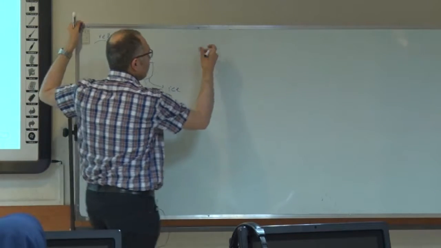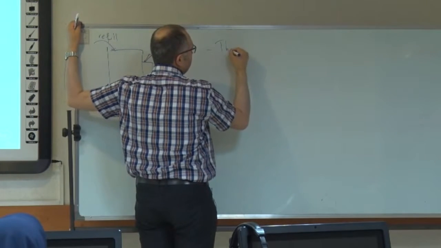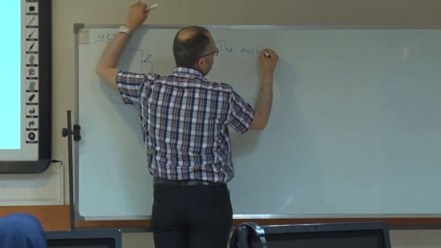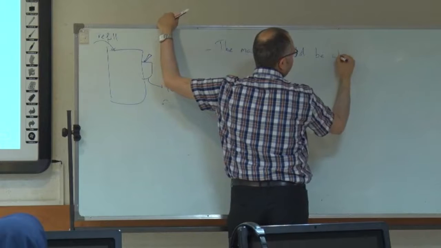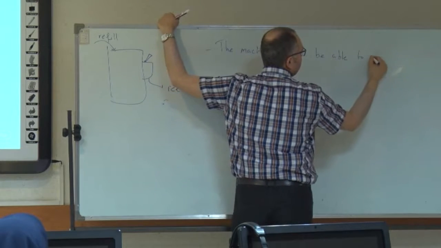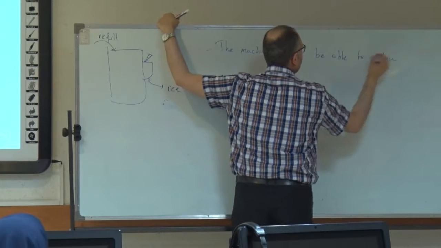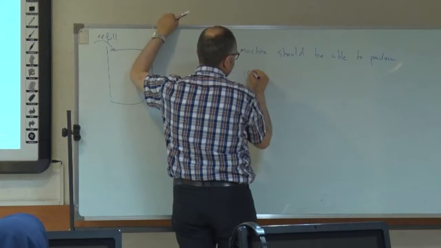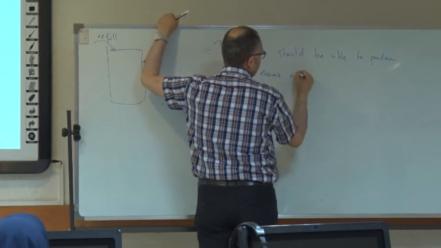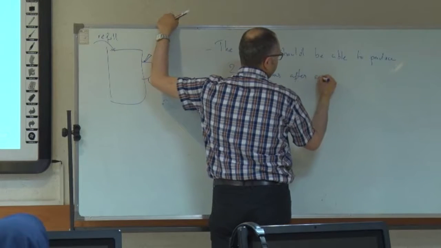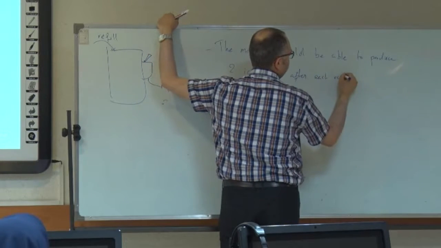So let me write it down. The machine should be able to produce 2 ice creams after each refill.